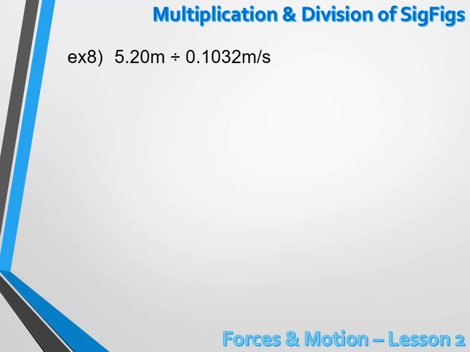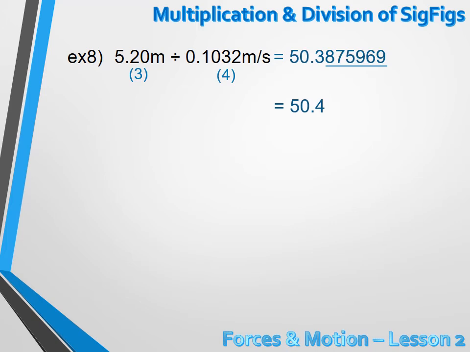Example 8. 5.20 meters divided by 0.1032 meters per second. I'll punch that into my calculator and I get 50.3875969. The first number, 5.20, has 3 significant figures. The second number, 0.1032, has 4 significant figures. 3 is smaller than 4, so my answer is allowed to have 3 significant figures. So the 50.3 will be significant, but the rest will have to be rounded off. When I drop the 8, it will bump the 3 up to a 4. So 50.3 becomes 50.4.